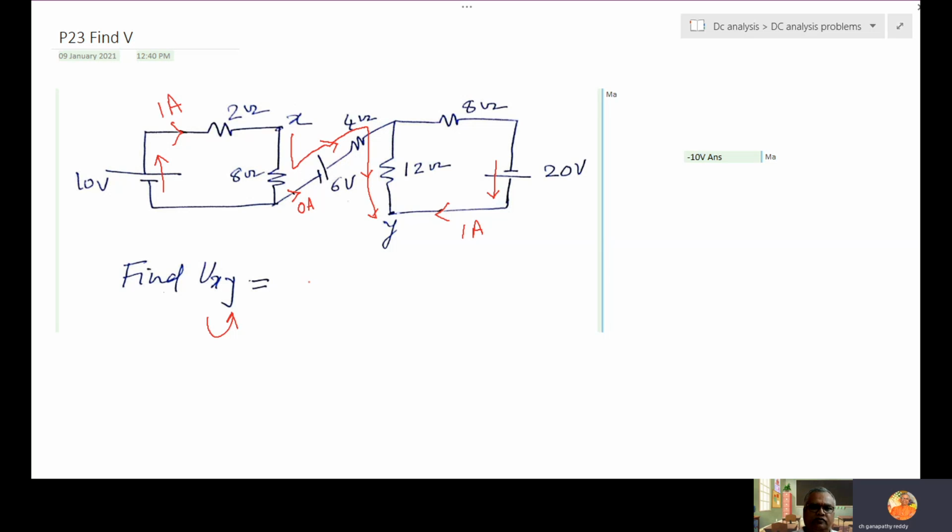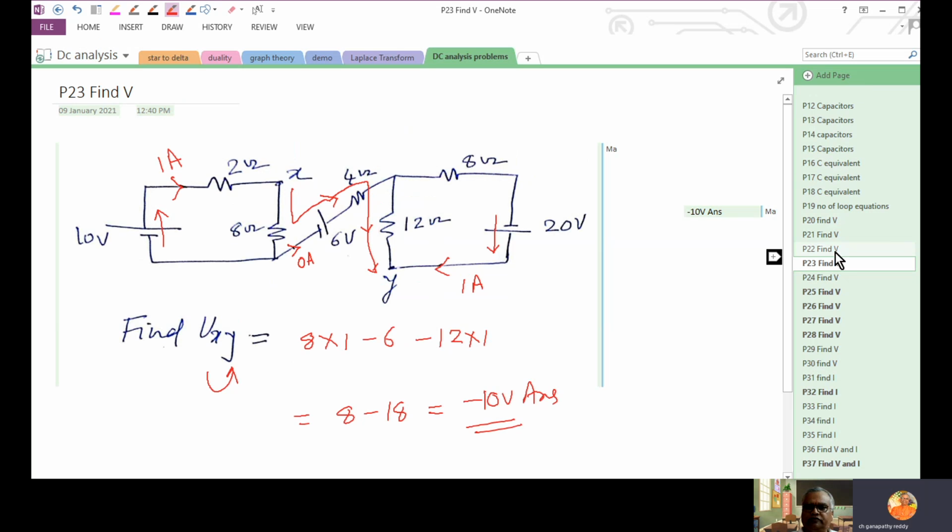You should be clear. So now 8 into 1 minus 6. What is the drop in the 4 ohm? 0. Then minus 12 into 1. So 8 minus 18, minus 10 volts. That's all. Vx minus Vy cannot be used because we don't know the ground. That is an important observation.